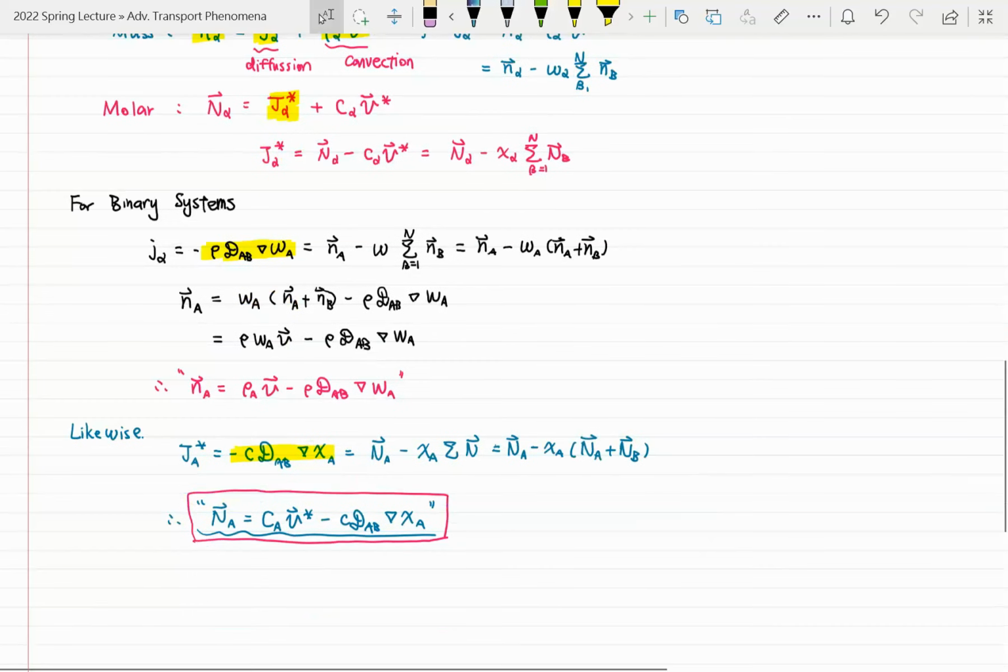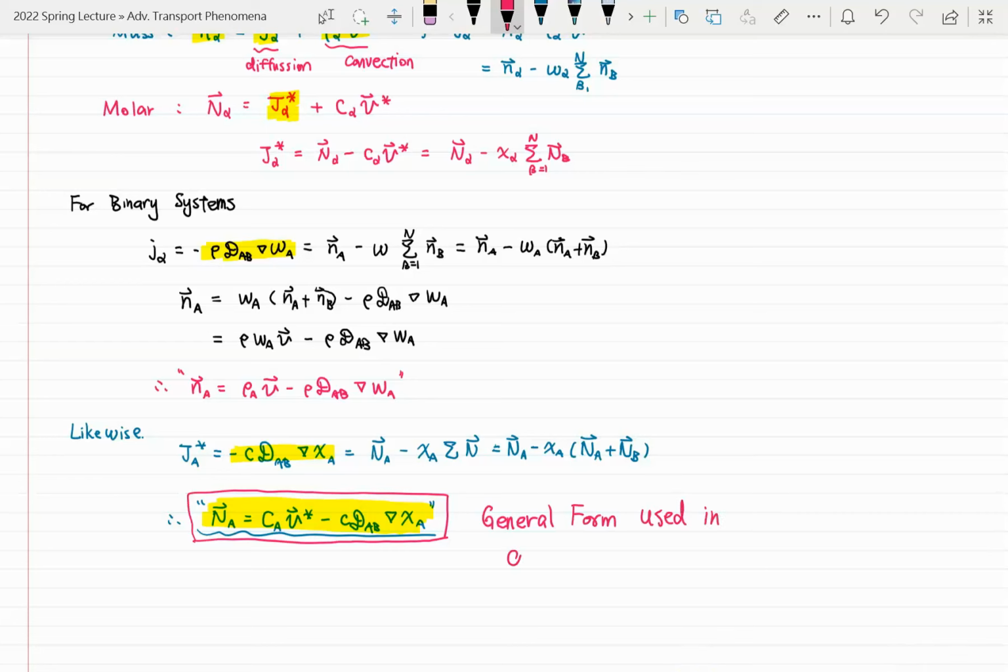So this content here with the red box is what we're going to use most often, the most general form we're going to use when we're dealing with problems related to chemical engineering. So I'll write that down for you. This is the general form used in chemical engineering.